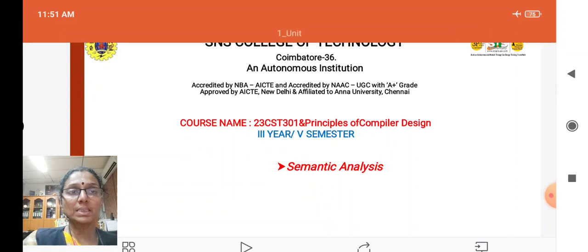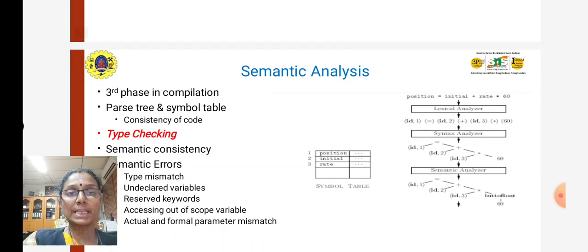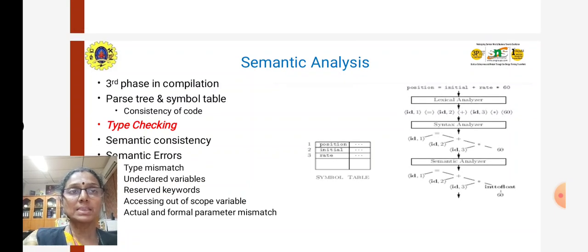In the previous video we saw what lexical analysis is and the process of syntax analysis. Next is semantic analysis. Semantic analysis is the third phase of the compiler. Its functionality is to get the parse tree from the syntax analyzer and verify type checking, any mismatched values in variables, and error checking. If any reserved keywords are used, that form is also checked in semantic analysis.